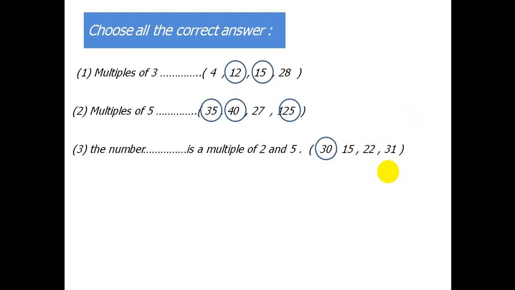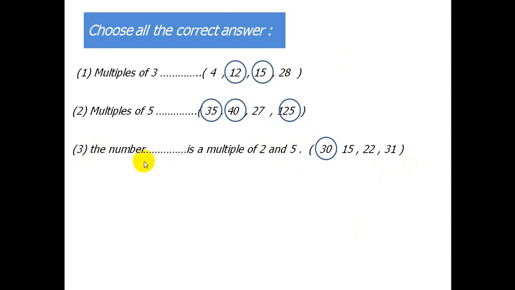I have another way. If he asks you about the number that is a multiple of 2 and 5, he gave you 2 numbers. I will make 2 times 5. I get 10. So I will replace the 2 and the 5 by 10 again.